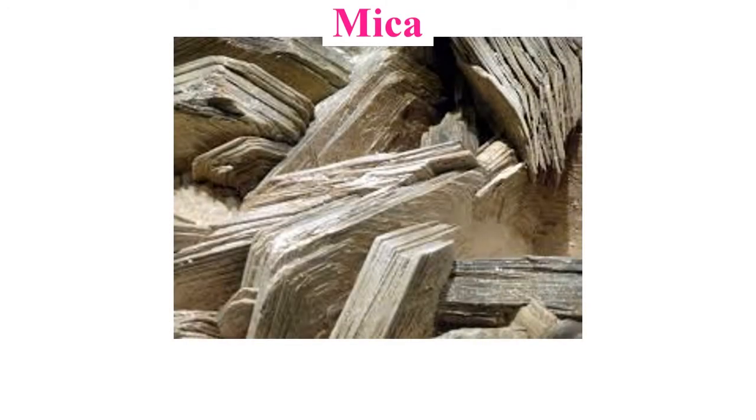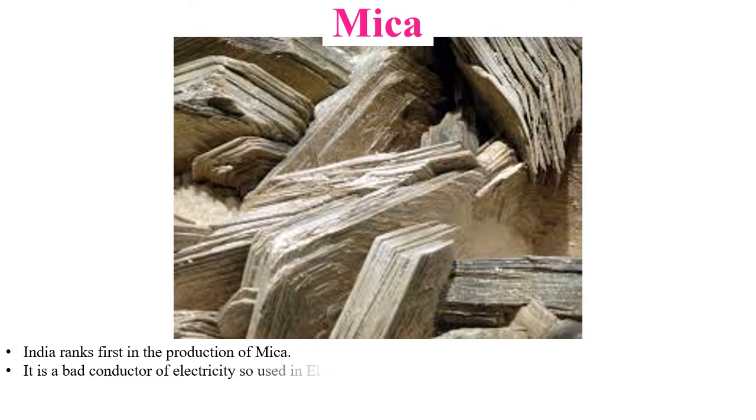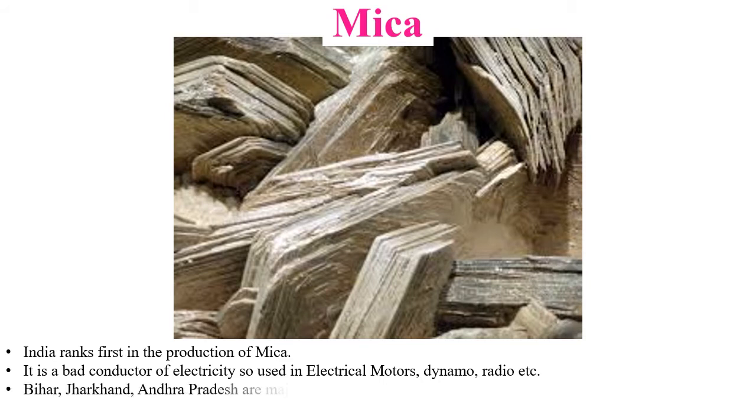Mica, and this is the mica ore. India ranks first in the production of mica. It is a bad conductor of electricity, so it is used in electrical motors, dynamo, radio, etc. Bihar, Jharkhand, Andhra Pradesh are major producers of mica. Muscovite type of mica is found in India in a big quantity.